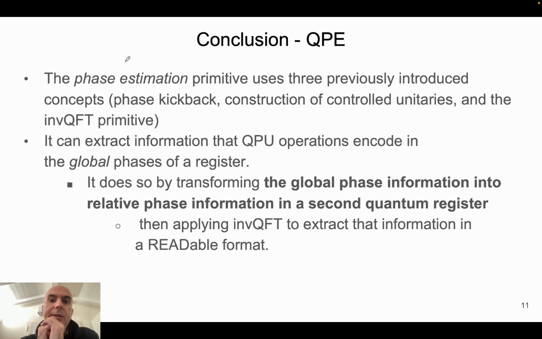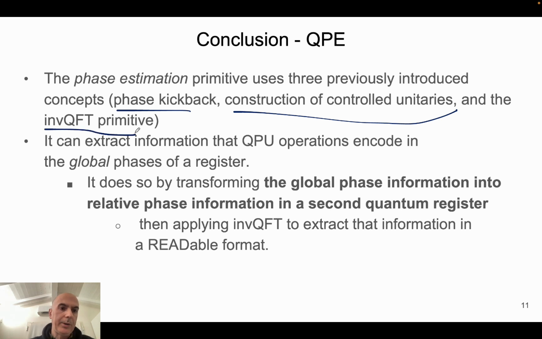So this is the last slide. I just want to summarize that the quantum phase estimation primitive relies on three important concepts we introduced previously: the phase kickback to provide rotation, the construction of control unitaries, for instance the control Hadamard or any control operator whose eigenphase we want to estimate, and finally the inverse QFT primitive to extract the eigenphase.